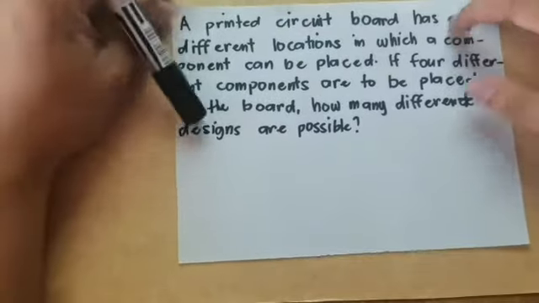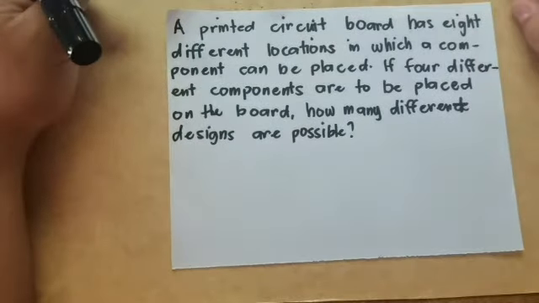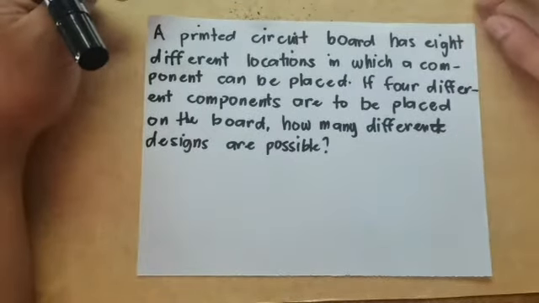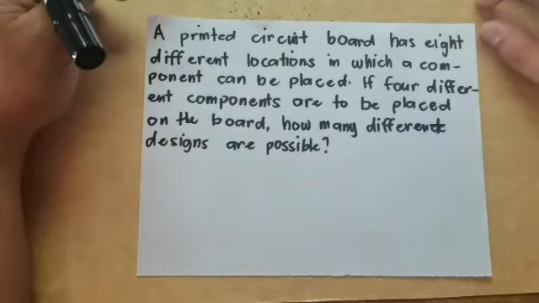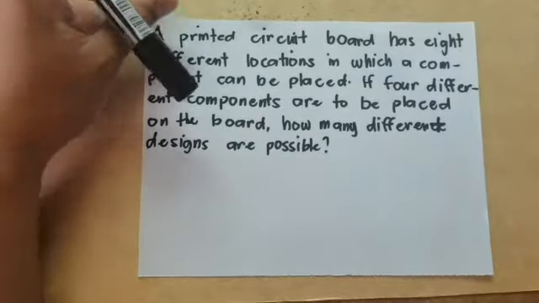Good day, everyone. Today I'll be trying to solve permutation problems and probability problems. So the first question is, a printed circuit board has 8 different locations in which a component can be placed. If 4 different components are to be placed on the board, how many different designs are possible? So this is an example of a permutation problem.